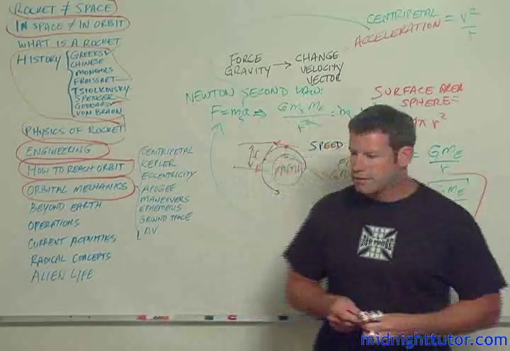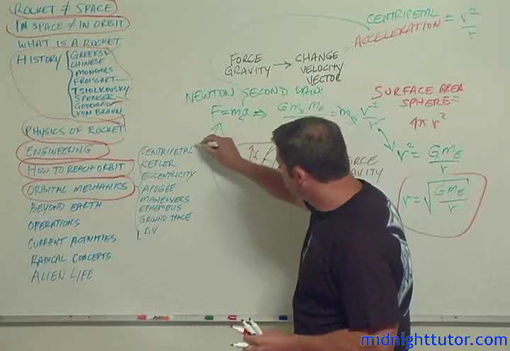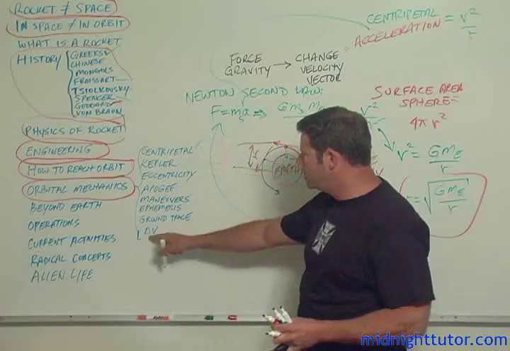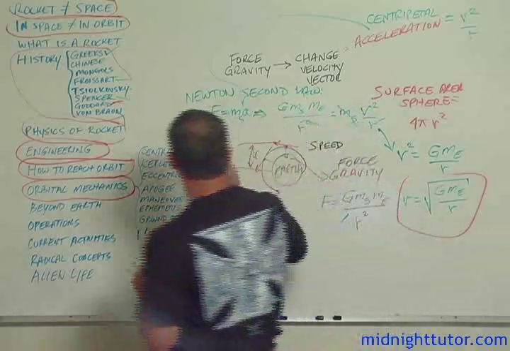So now, let me erase this. We talked about centripetal, which then relates to velocity. I'm going to come back to that in terms of delta V, delta velocity, at the end. Let me erase all this.